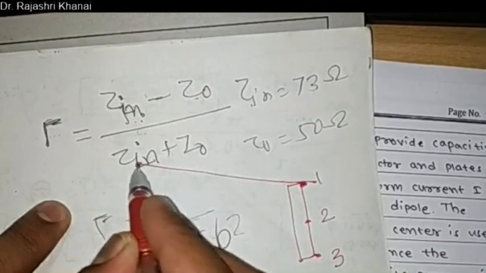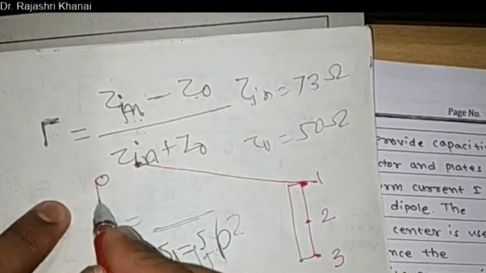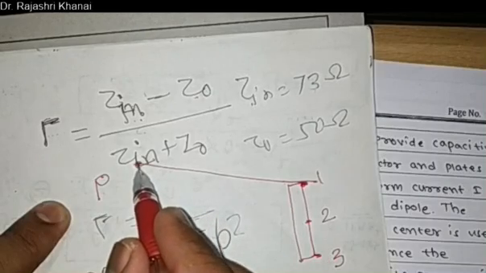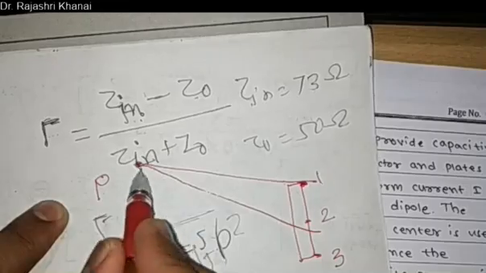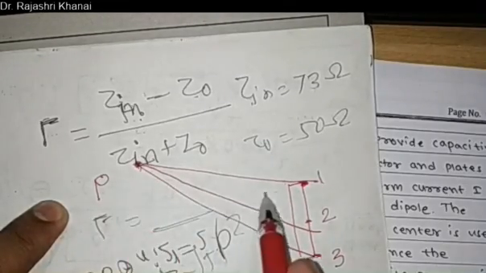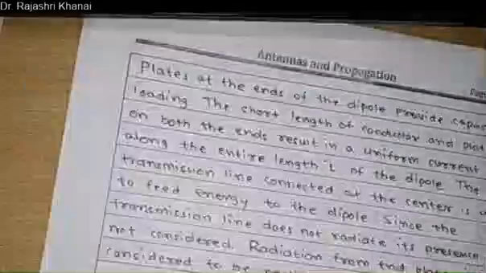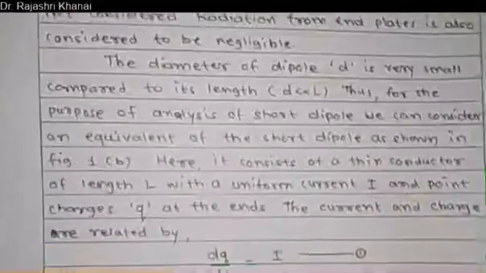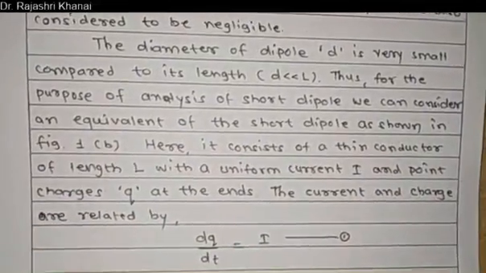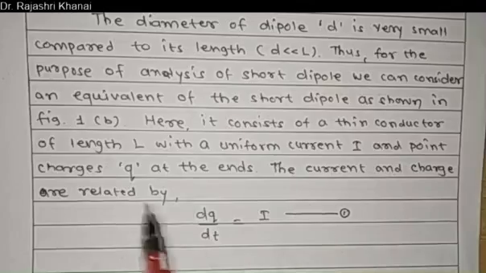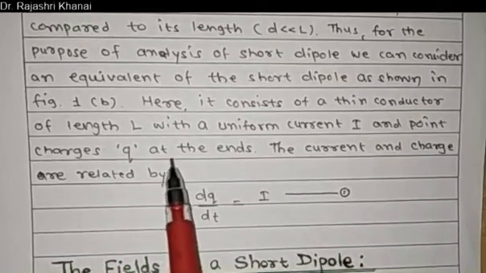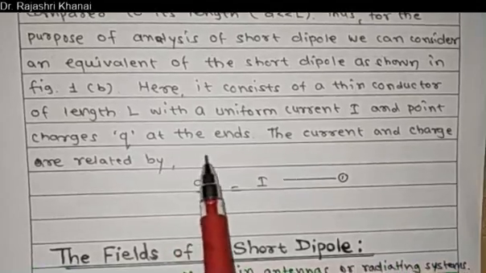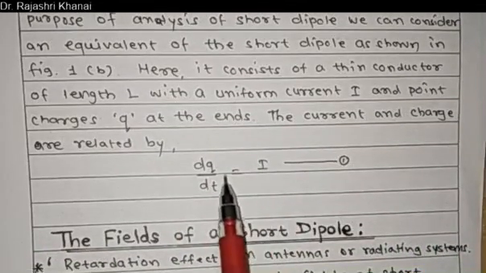Let's say the measurement is done at point P. The important point to note is that whether we measure current at point 2 or at point 3, it has to be the same. That is the meaning of uniform. The diameter of the dipole is very small, as I mentioned, so it can be omitted from the analysis. And the thin conductor of length L with uniform current I, with current of course because of the point charge Q, is defined as the rate of change of charge Q with respect to time.